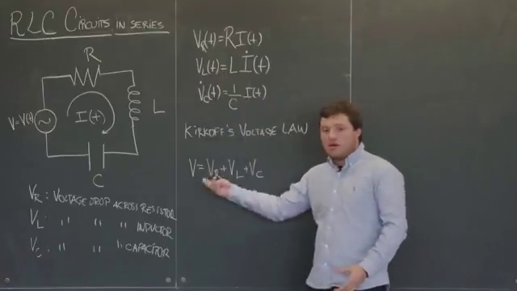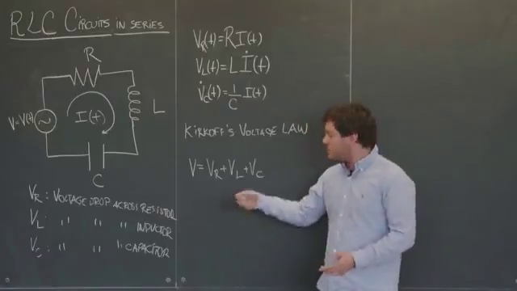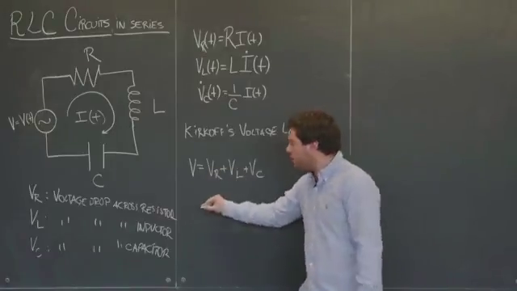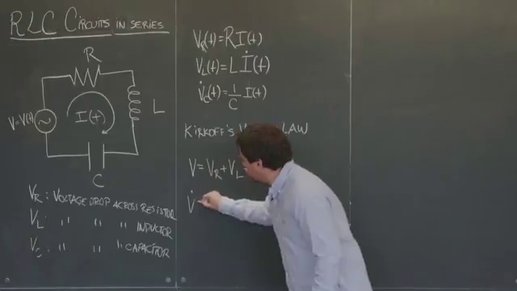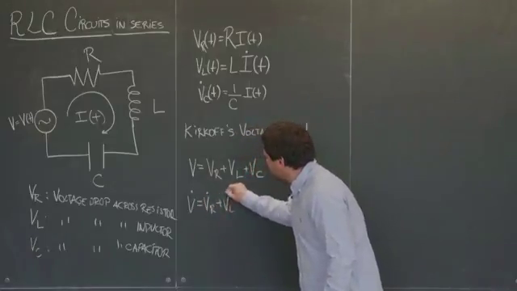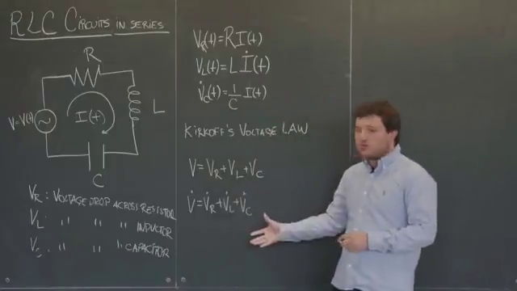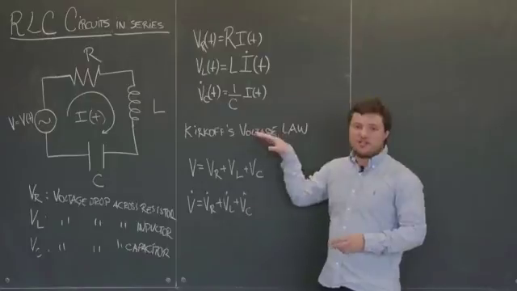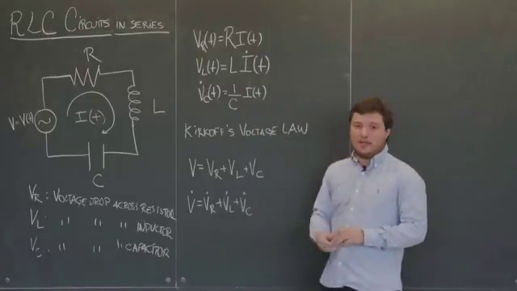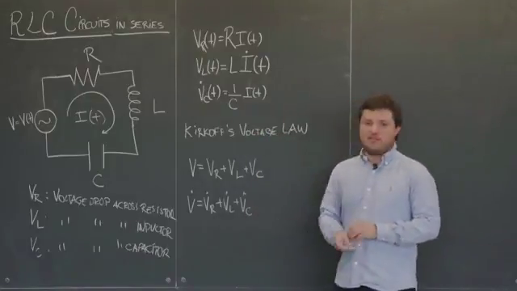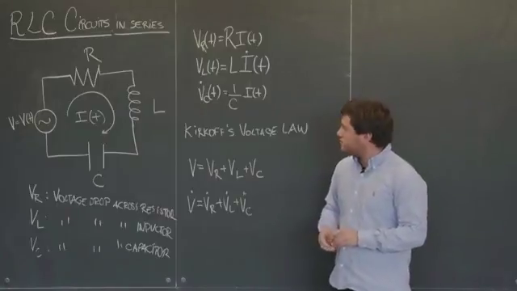So a natural next step to take is to differentiate Kirchhoff's law. So we would get V dot is equal to VR dot plus VL dot plus VC dot. This way, we can use the relations that we have and plug them into the time derivative of Kirchhoff's voltage law.